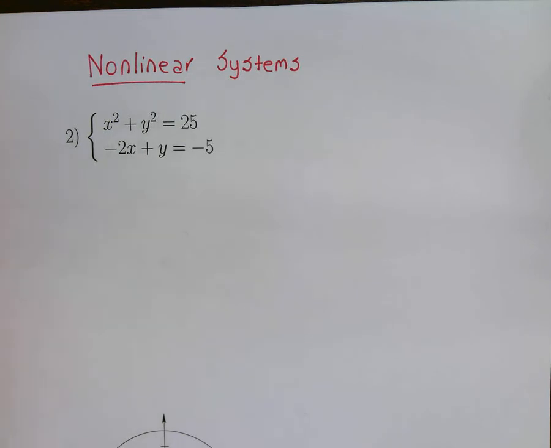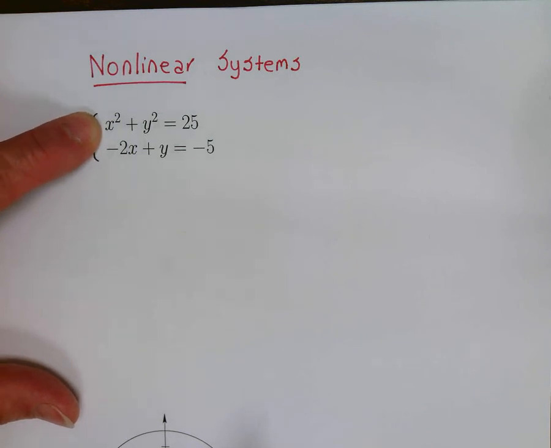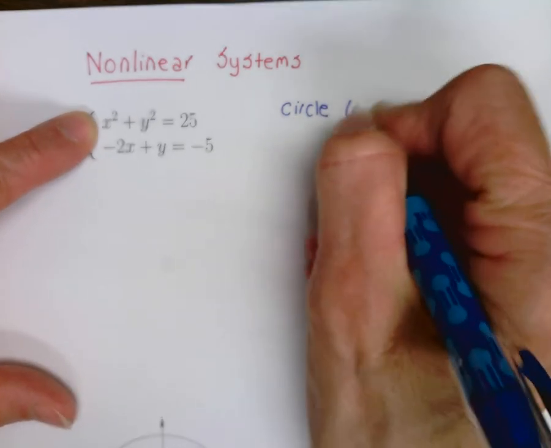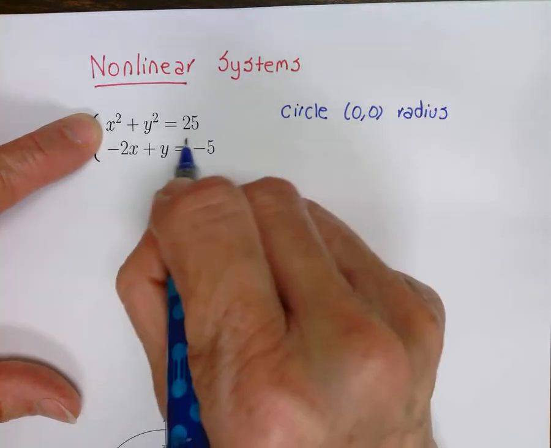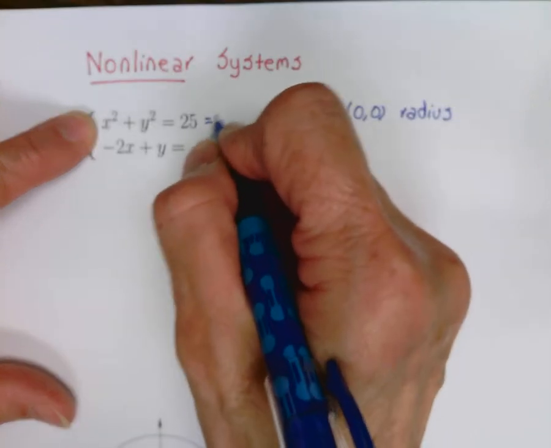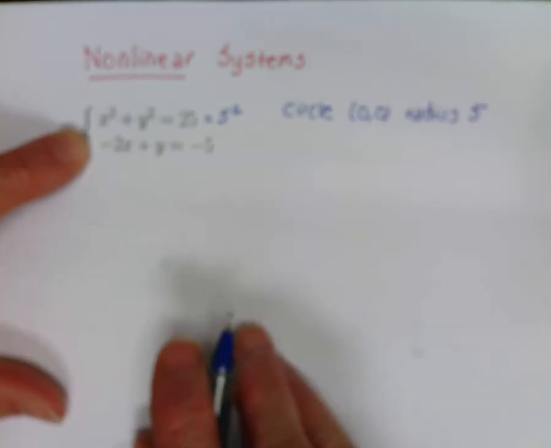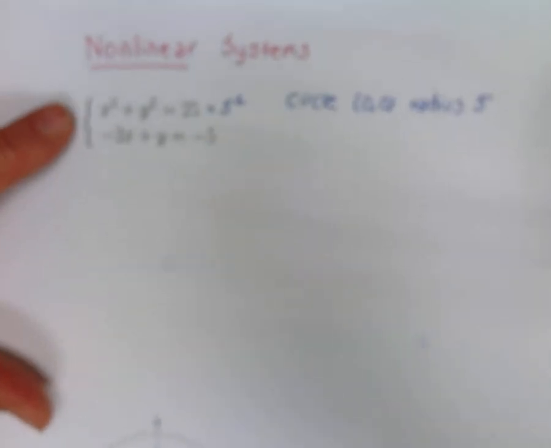Welcome back. We're looking at nonlinear systems of equations, trying to find the solution. And here's the second equation, a system of equations that is nonlinear. The first equation, we recognize its graph. It is a circle centered at the origin. And what's the radius? Remember, this is 5 squared, so the radius is 5. Okay, and the other equation is linear. And so we're going to look at that and see.